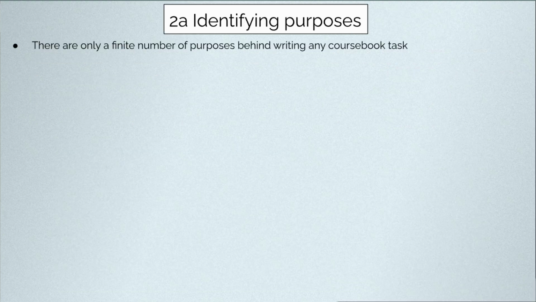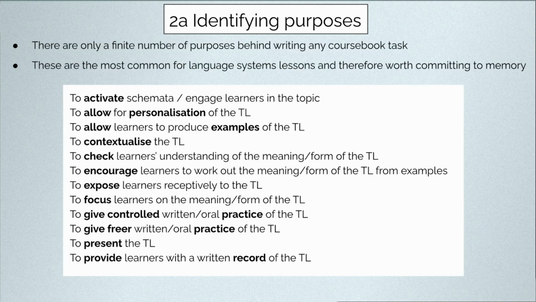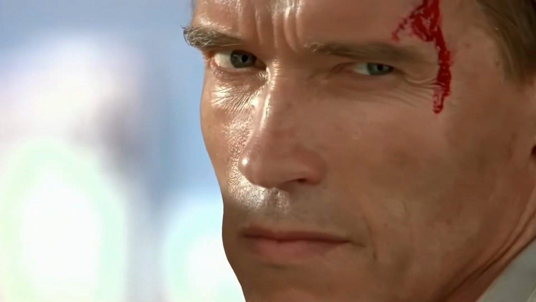So let's start with identifying purposes in 2A. First thing to bear in mind is that there are only a finite number of purposes behind writing any coursebook task. And these are the most common for language systems lessons and therefore worth committing to memory. Pause the video now if you want to read each of these, but you'll see most of them crop up shortly anyway. All these purposes should make sense to you, because if you're a coursebook writer and you write an exercise, let's say with the intended purpose to confuse and bore your students instead of engaging them, then your coursebook won't get published, ergo said exercise will not appear in this exam, and you likely won't remain a coursebook writer for much longer. You're fired.